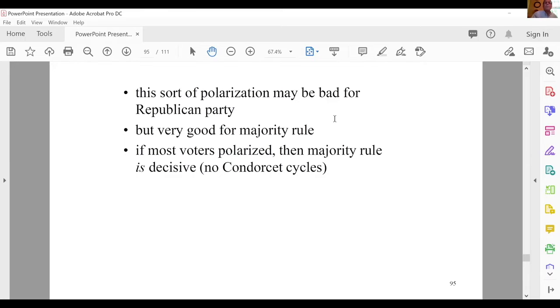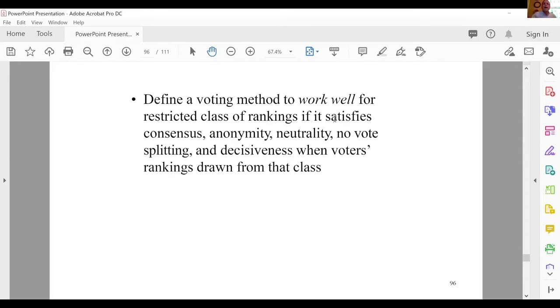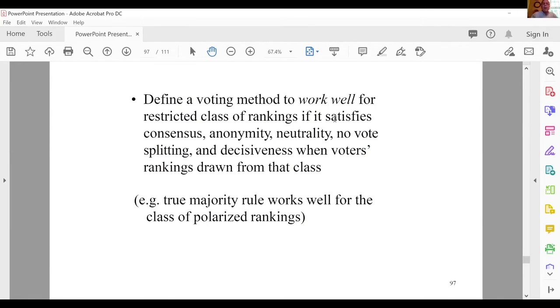And let's define a voting rule to work well for a particular class of rankings if it satisfies all 5 principles when voters' rankings are drawn from that class. So for example, true majority rule works well when voters are limited to polarized rankings. They would never put Trump in the middle.